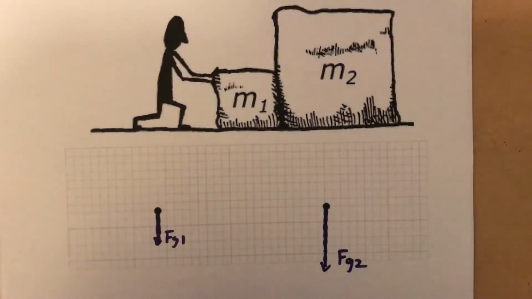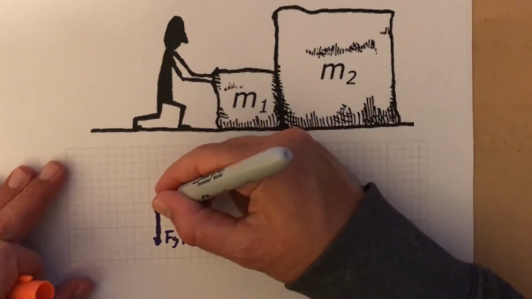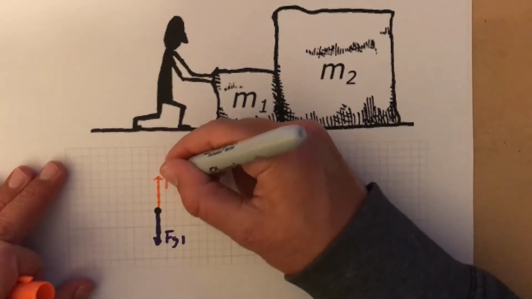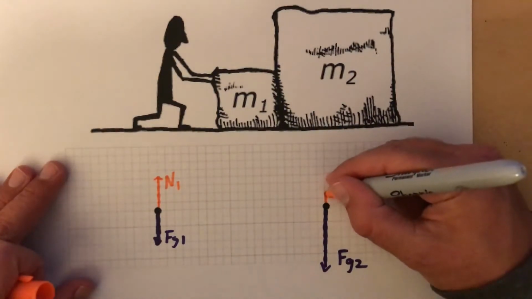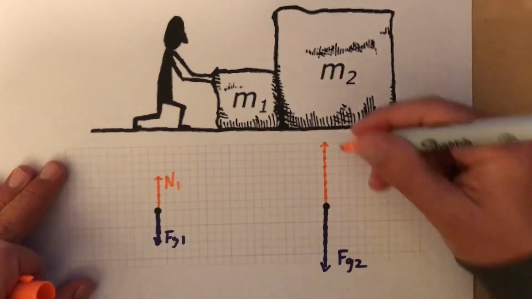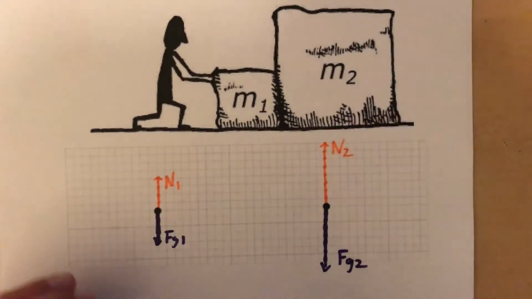Neither one of these blocks is moving in the vertical direction, so they must be balanced the other way. So 1, 2, 3, 4, up. I'm going to call this normal force on 1. And then here I'm going to draw 1, 2, 3, 4, 5, 6, 7, 8. Oh, actually it is 8. So call that normal force on 2.